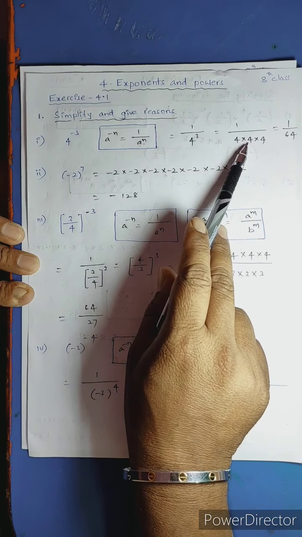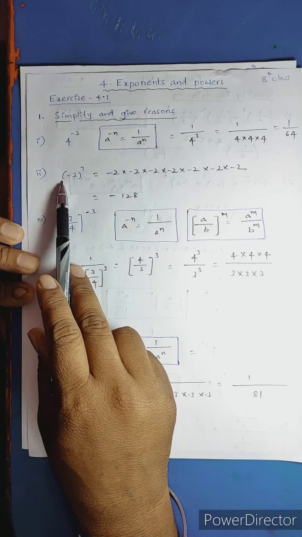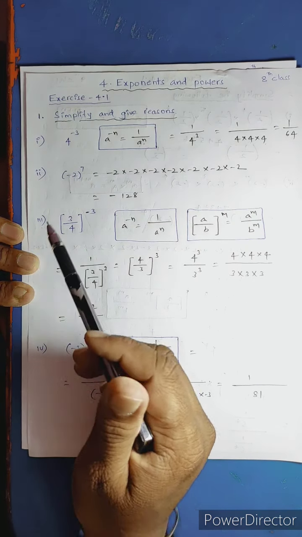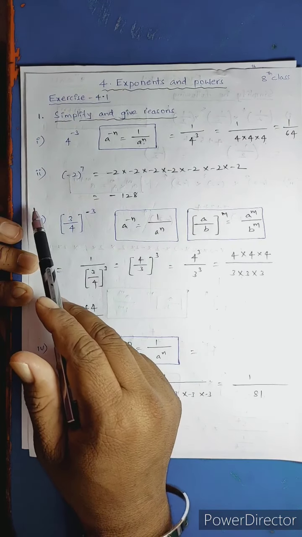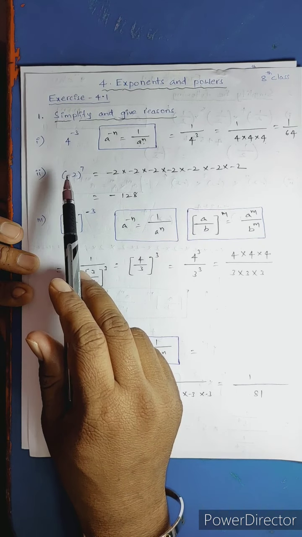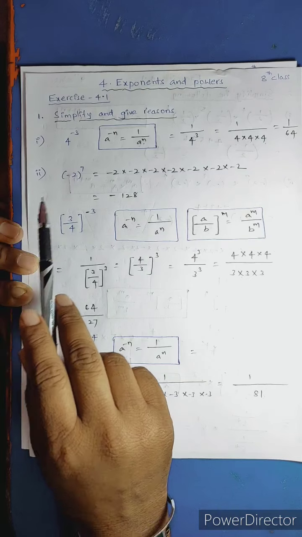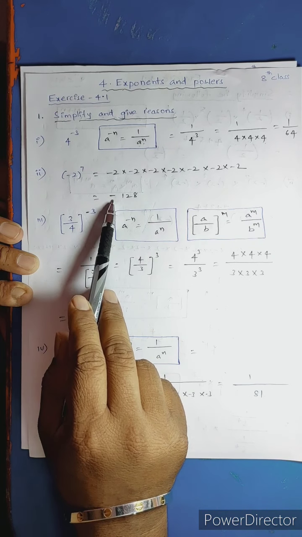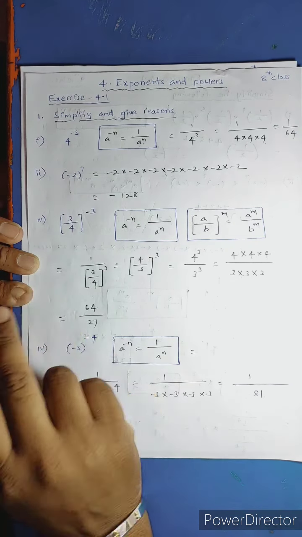4 4s are 16, 16 4s are 64. Now second one, minus 2 whole power of 7 times. Before we had a formula: if minus 1 comes odd times, the answer is minus; if minus 1 comes even times, the answer is positive. Here minus came odd times, so the answer is also minus. Minus even times, then the answer is positive.